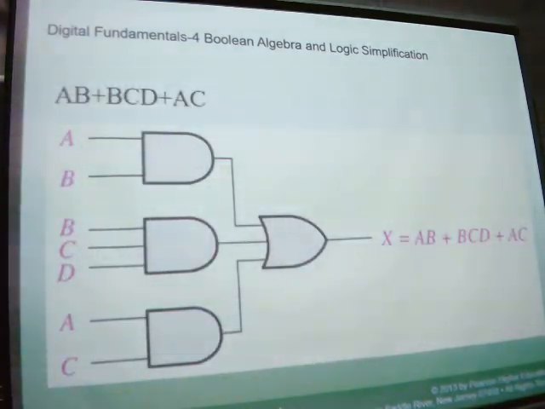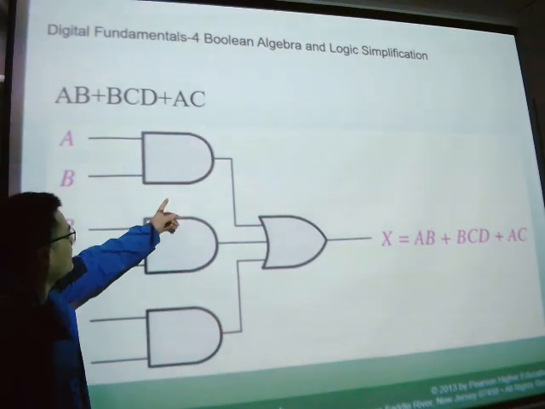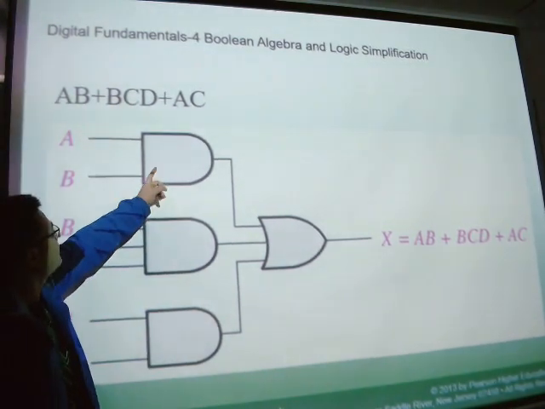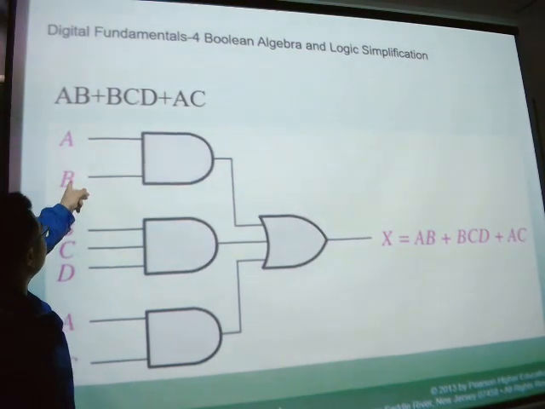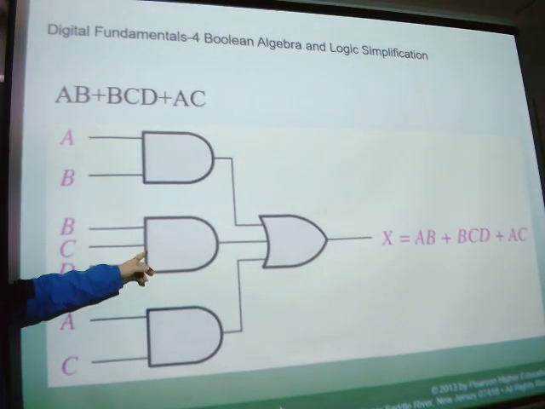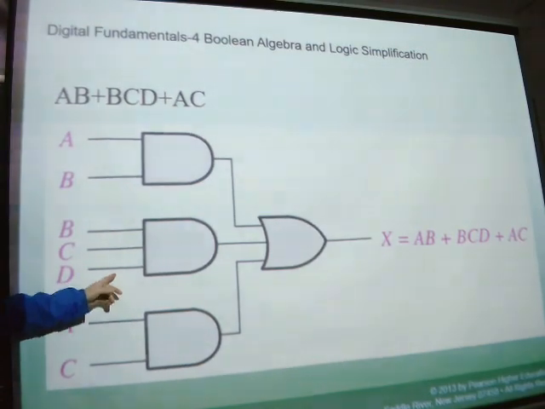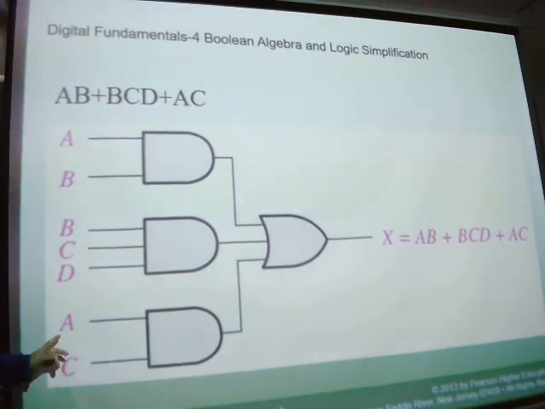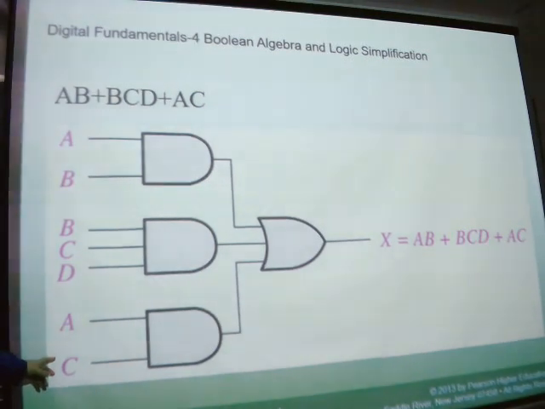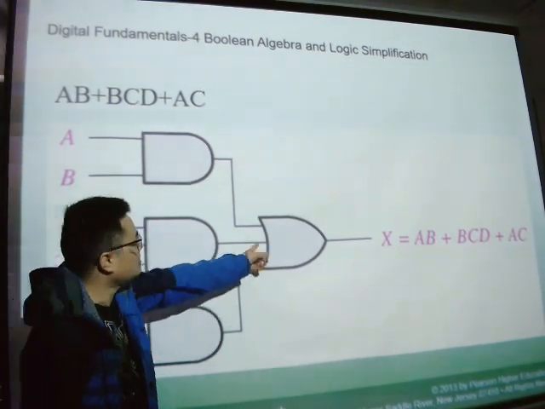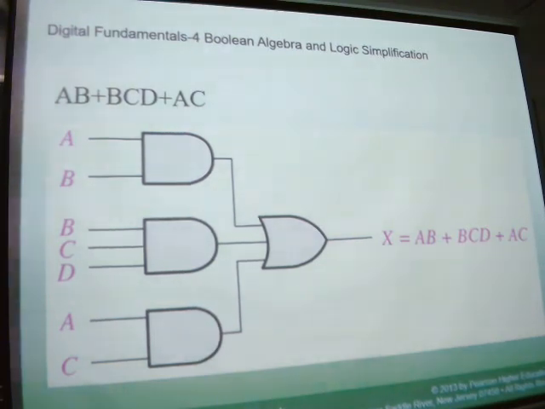First, we list the AND gates. The first AND gate is A and B, the second is B and C and D, and the third is A and C, right? Then use the OR gate. So the output of this circuit is AB plus BCD plus AC.